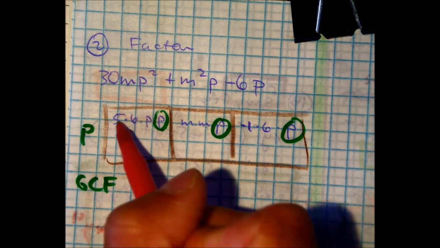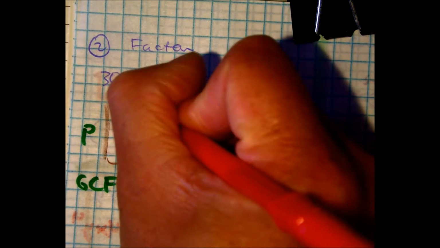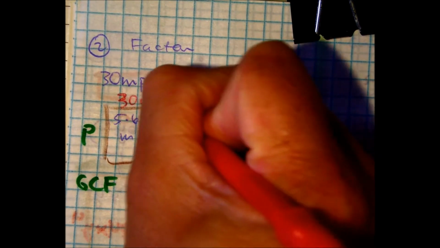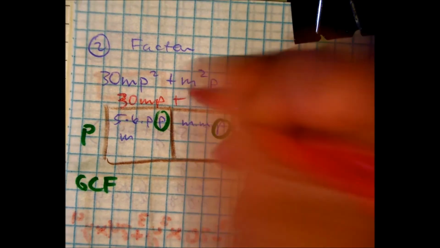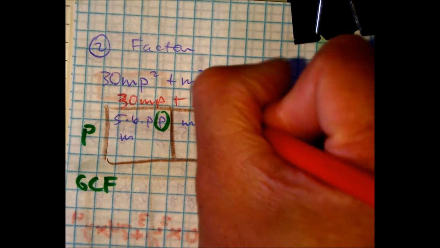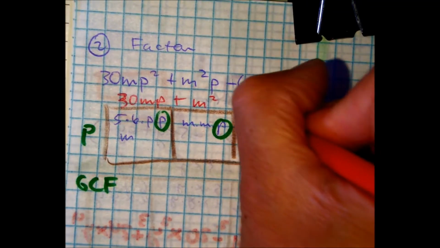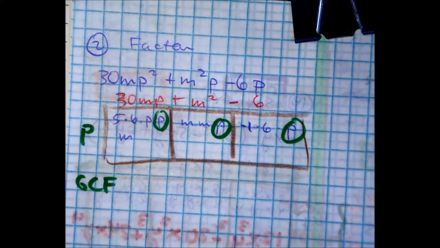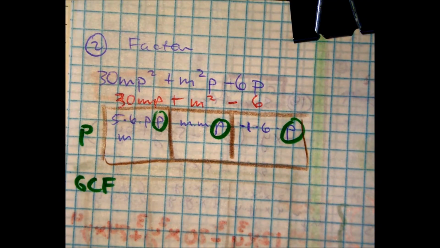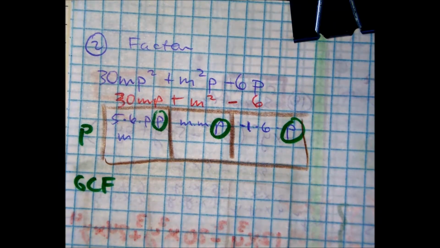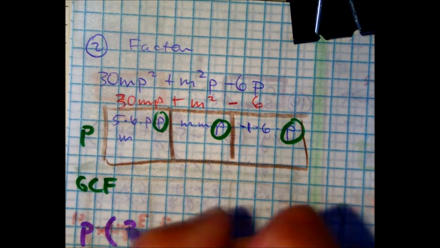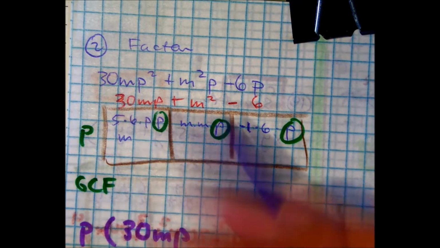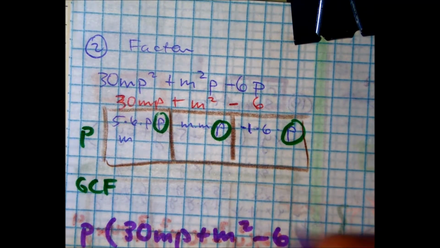What I did not circle here is 5 times 6, which, put back together, is the 30. MP. Do you see how that P is circled and I'm not writing it? This one's going to be what? M squared, and this one? Minus 6. So let's write a nice clean answer. I'm going to have P times 30 MP, using what's above, plus M squared minus 6.